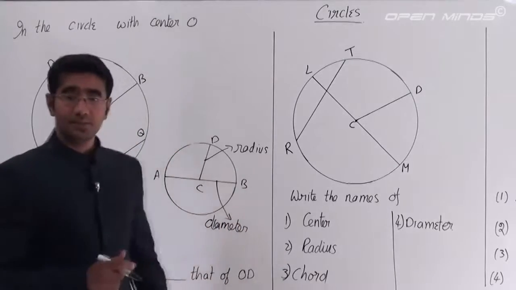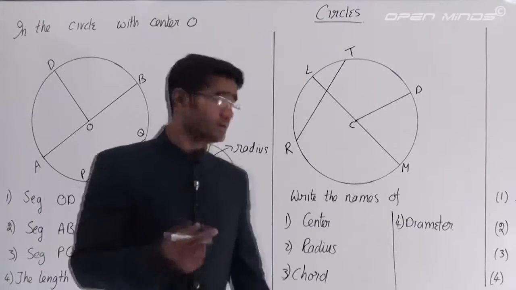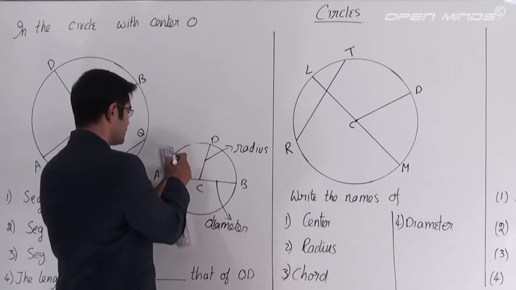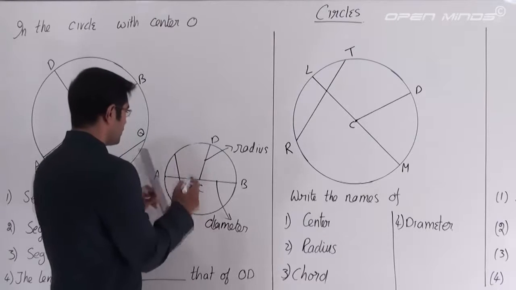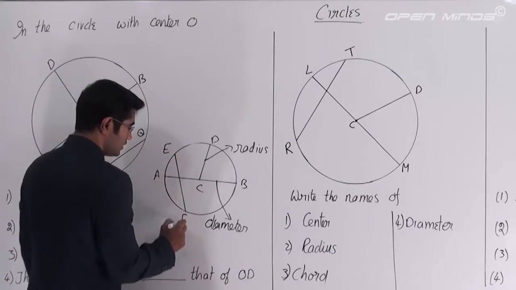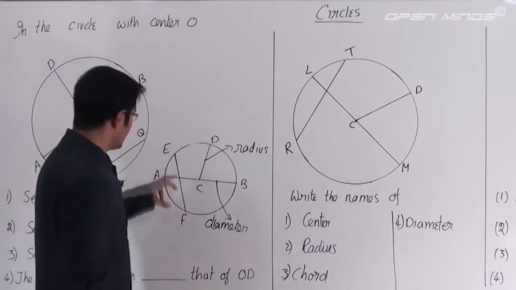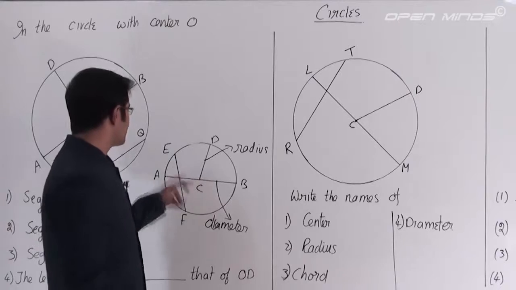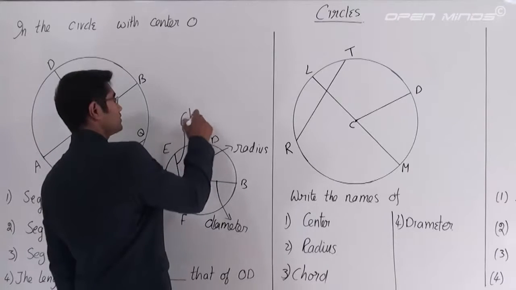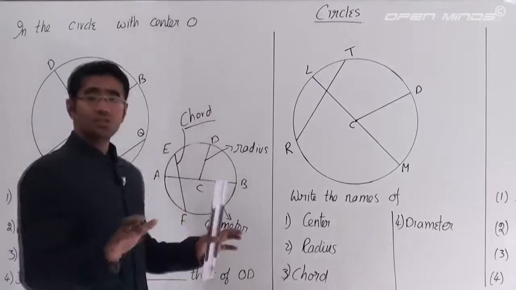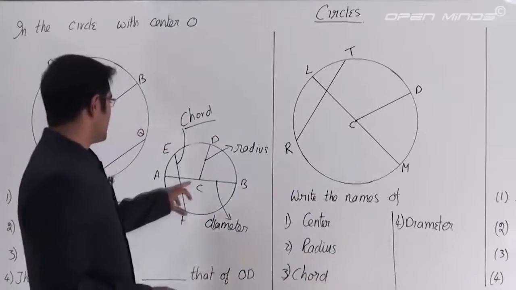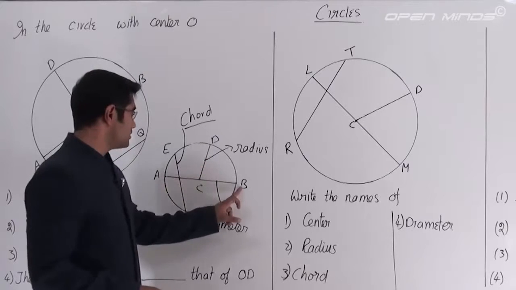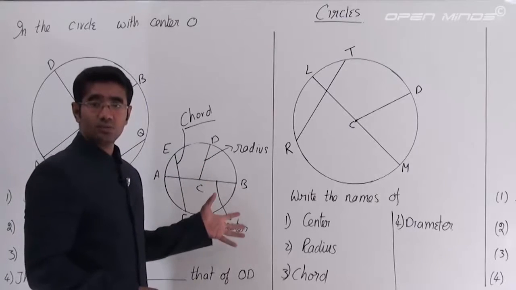What else is there? There can be another line which is not passing through the center but definitely cutting the circle at 2 points, like that. We call this EF. That is a line EF which is cutting the circumference at 2 points but not passing through the center. That is called a chord. That's it, nothing else. So you just need to know these four things: the center, the radius, the diameter, and the chord. Based on this, let's do some problems on the board.